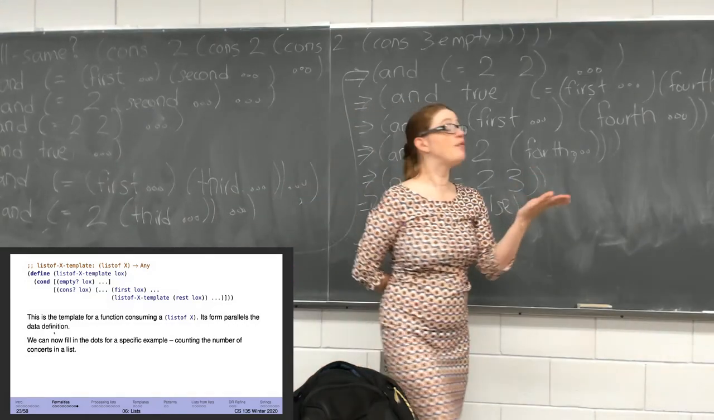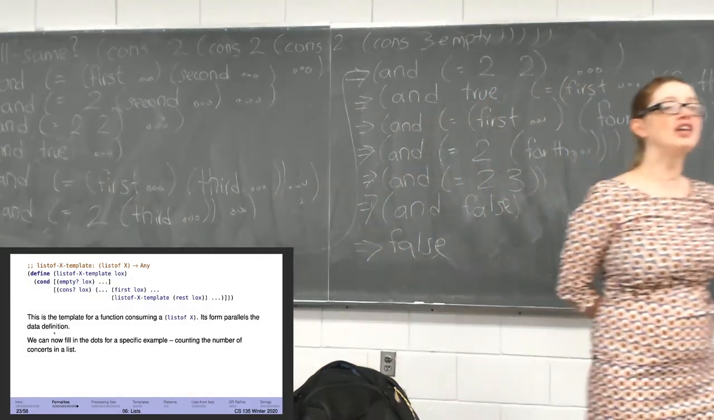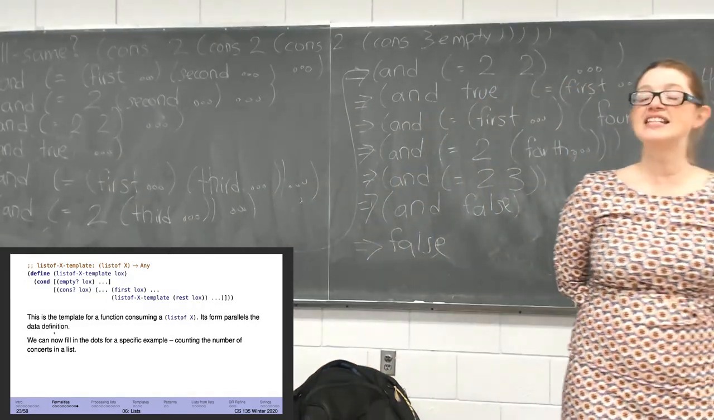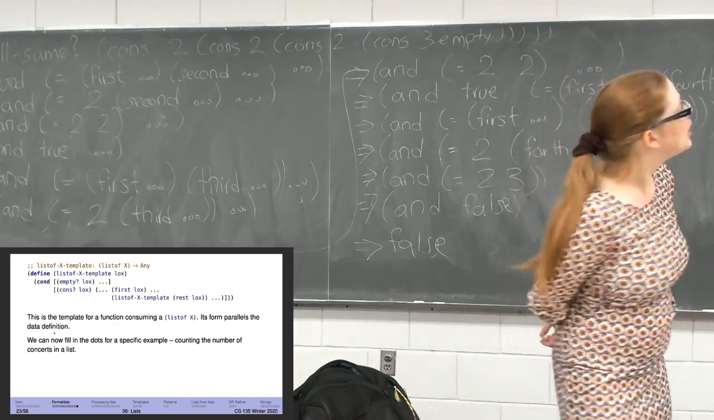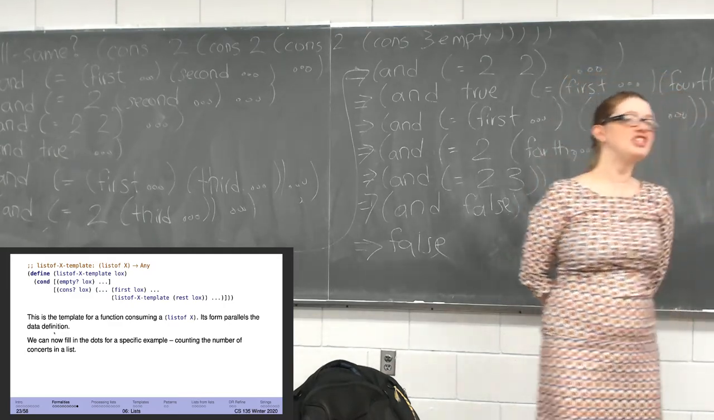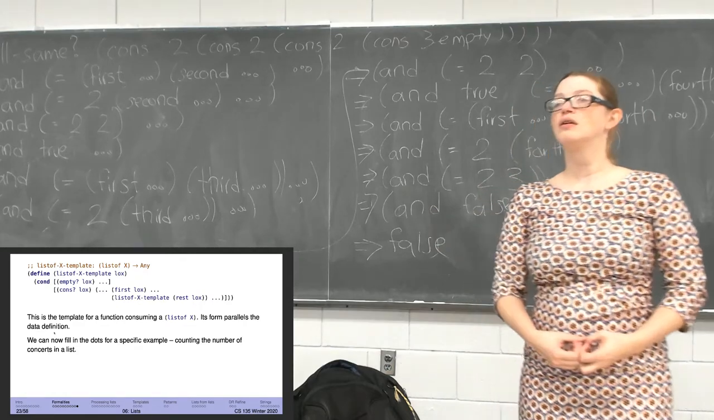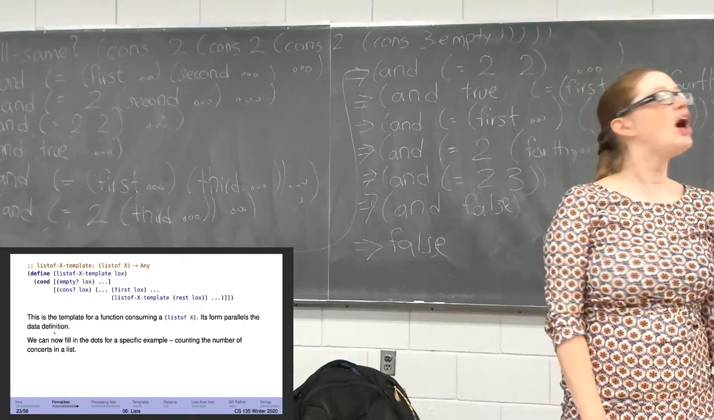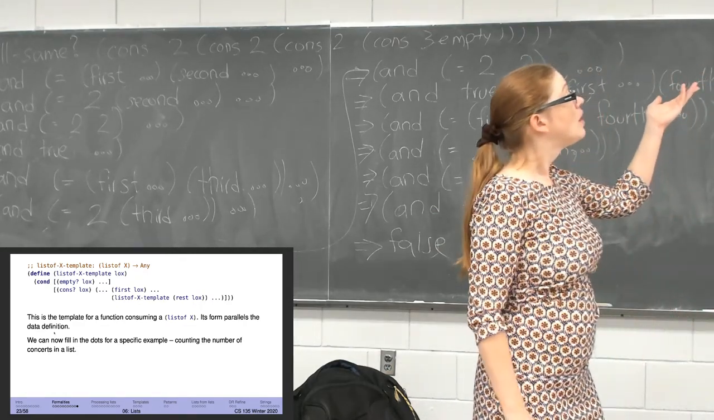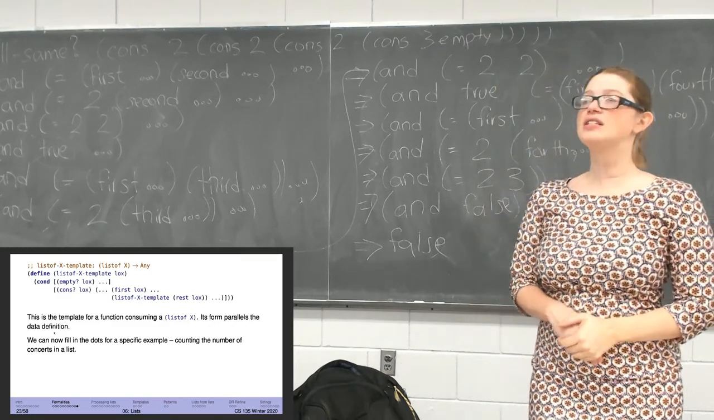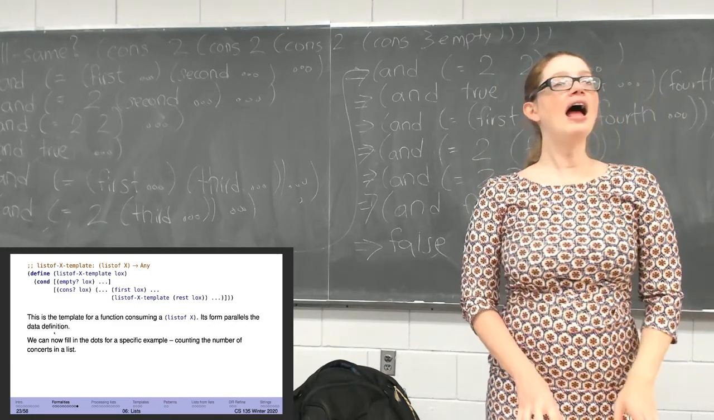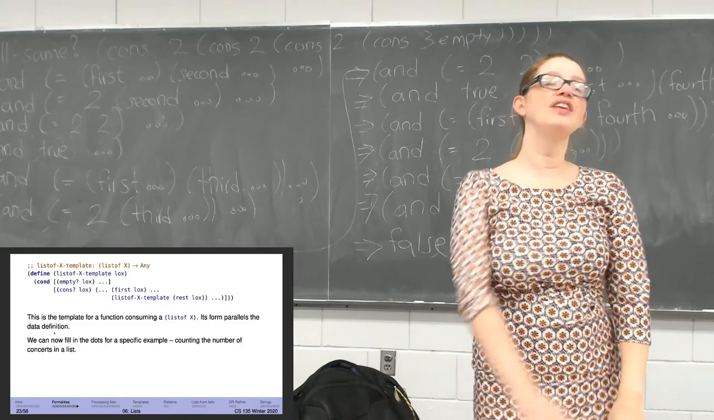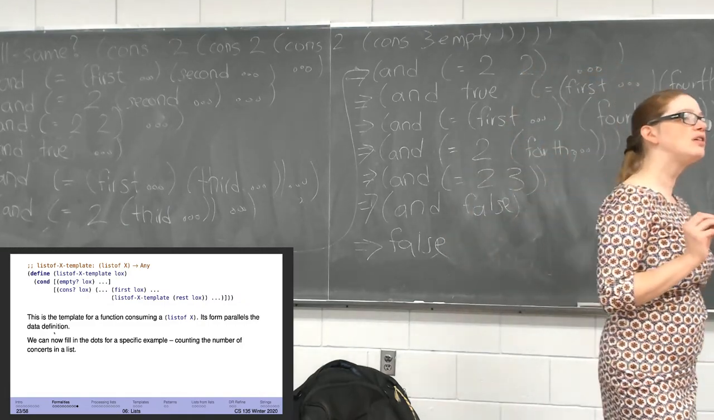Now we have a template function that actually looks just like our data definition, except written as code. So in the case where the list is empty, we still just do something. But in the case where the list is not empty, we're going to do something with the first element of the list, and then we're going to do something with the rest of the list. And what are we going to do with the rest of the list?